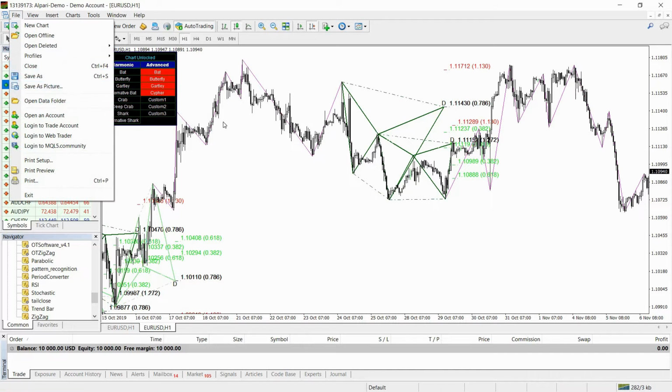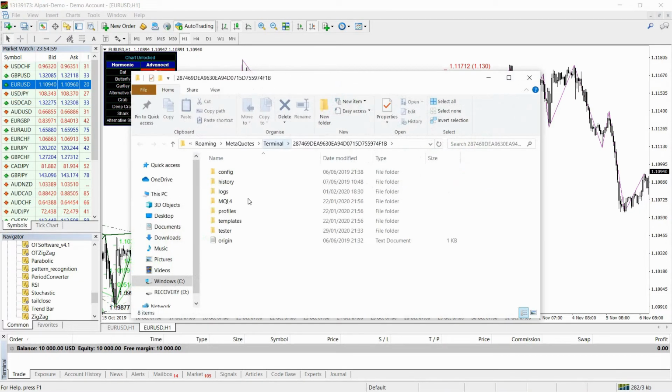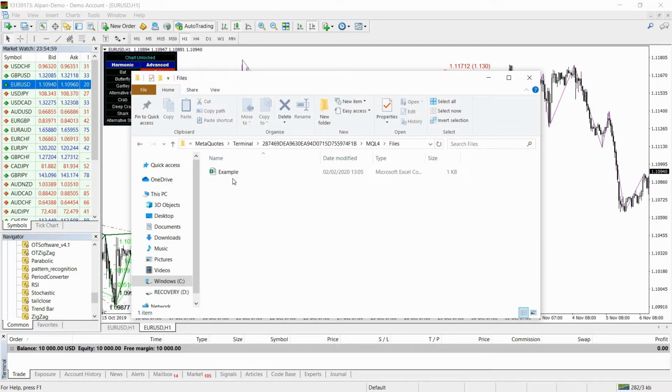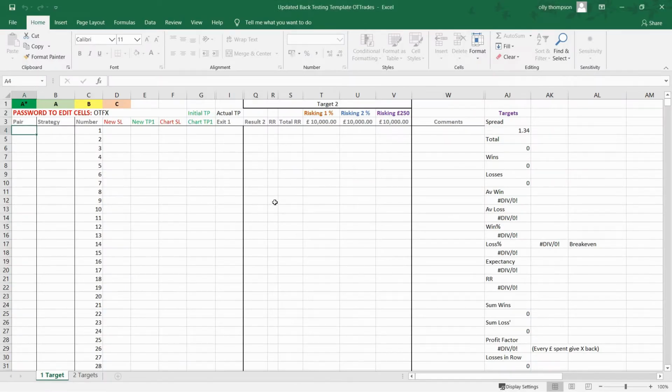And this is automatically saved into your files in the data folder. Files, example. Remember, I changed the name as example in the file name. So open this up.